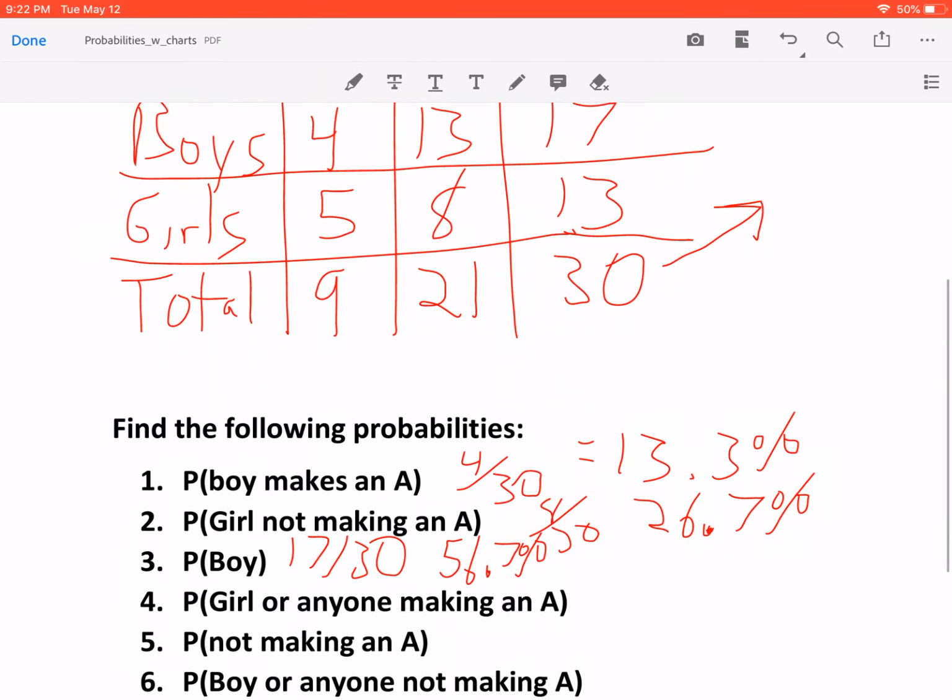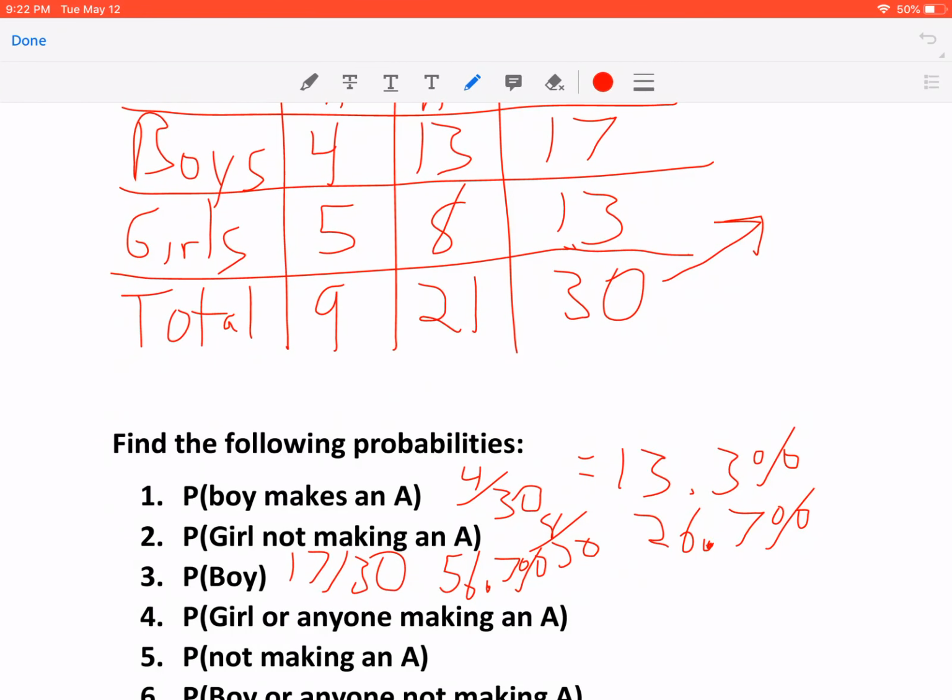Girl or anyone making an A. Alright, here we go. So if it's or, you're looking for all the girls. So that's here. Or anyone making an A. Well, that's here. Well, again, if I look at it this way, I just double counted 5. So there's 2 ways you can do this. You can add the total of girls, which is 13. You can add the total of anyone making an A, which is 9. But if you do that, you counted 5 twice.